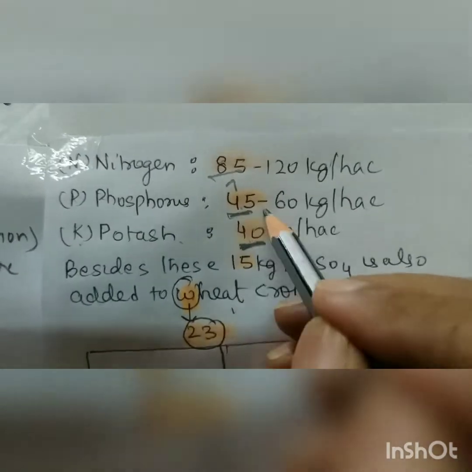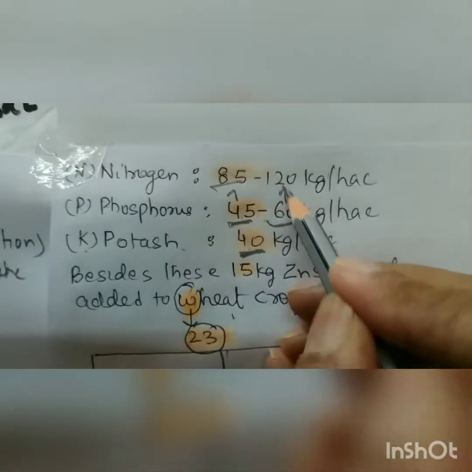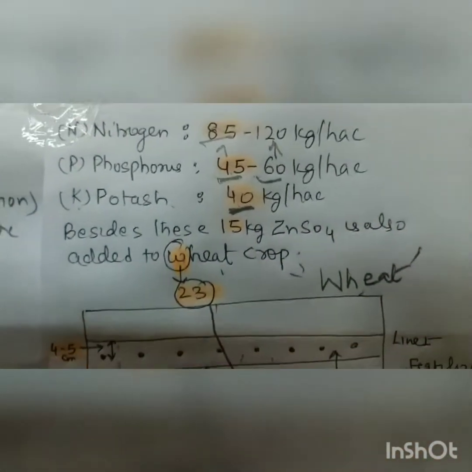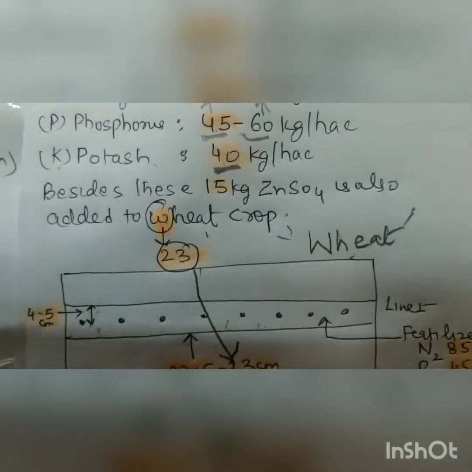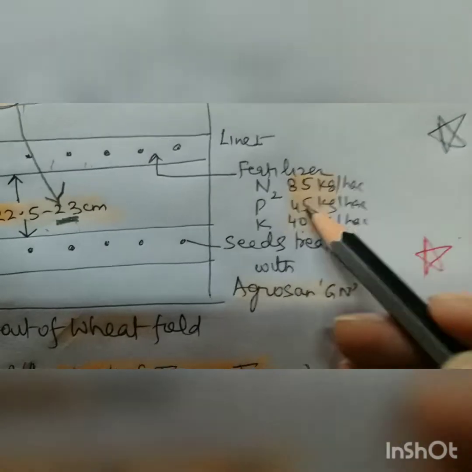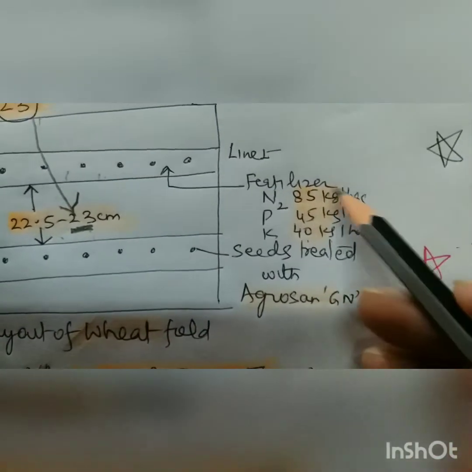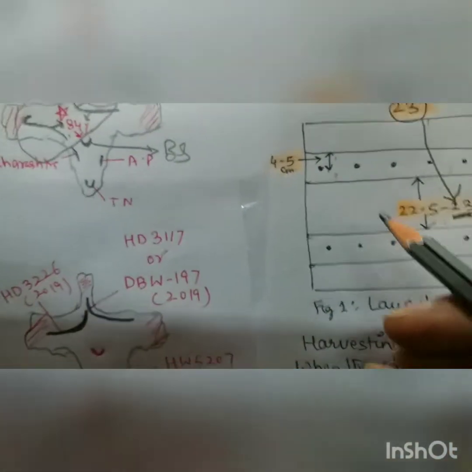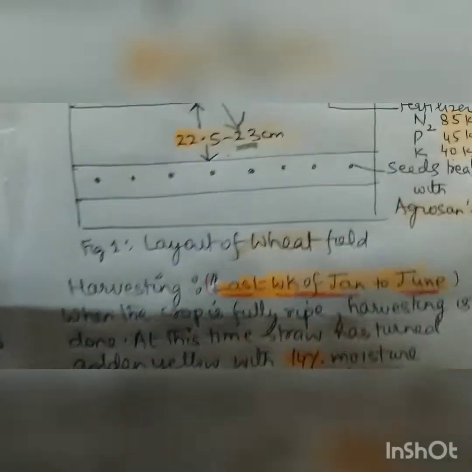And phosphorus is 45, 60, and 60 double is 120. Besides this, 15 kg of zinc sulfate is added in wheat crop, which I told here: fertilizer 40, 45, 85, and then we have the zinc sulfate also, right? So this is the layout of the wheat field, right?